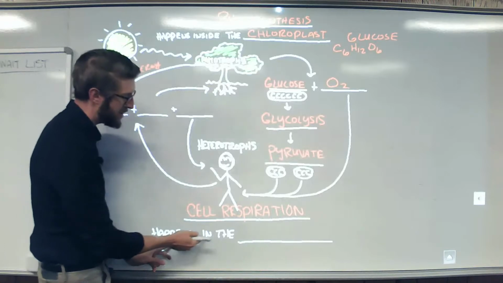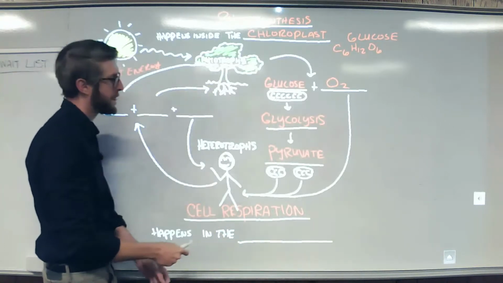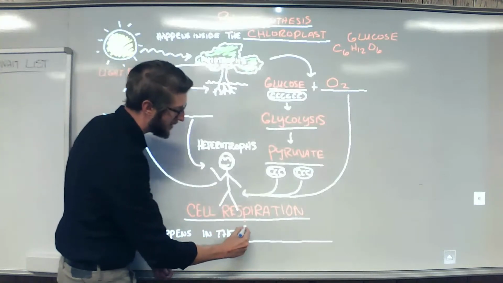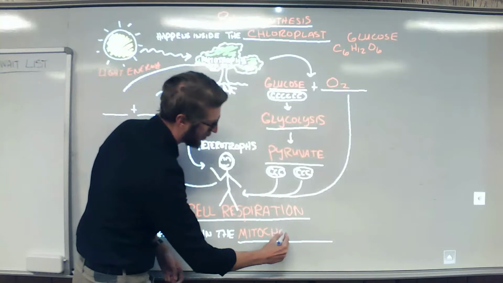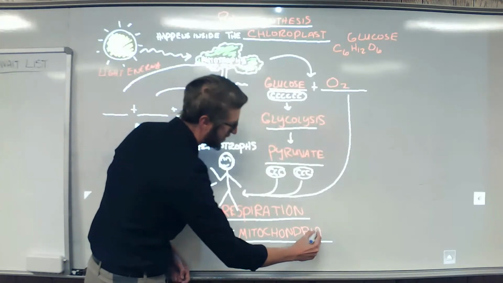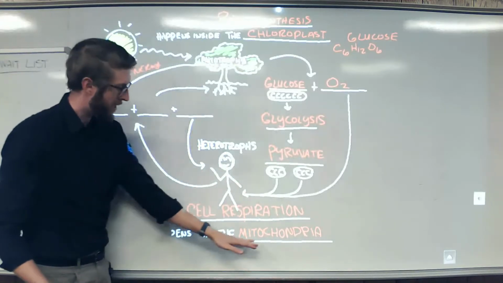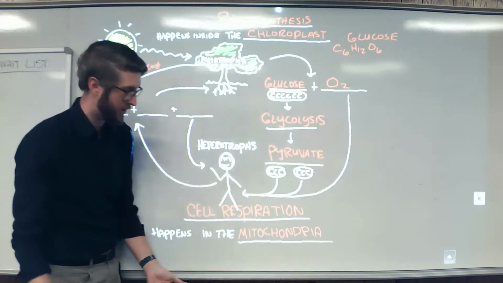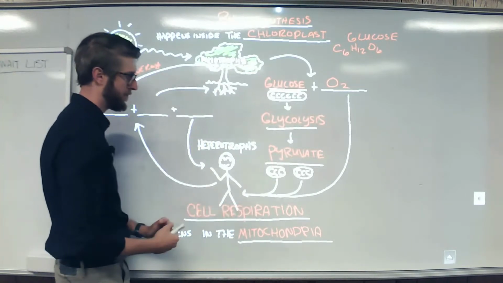Now, this happens inside of heterotrophs, but where specifically? Well, it happens in a place called the mitochondria. The mitochondria is an organelle, which is an organ of the cell. It's one of the many organelles in your cells that do different jobs. And the mitochondria's job is to make energy. And this is how it does it. It does it by doing cell respiration.